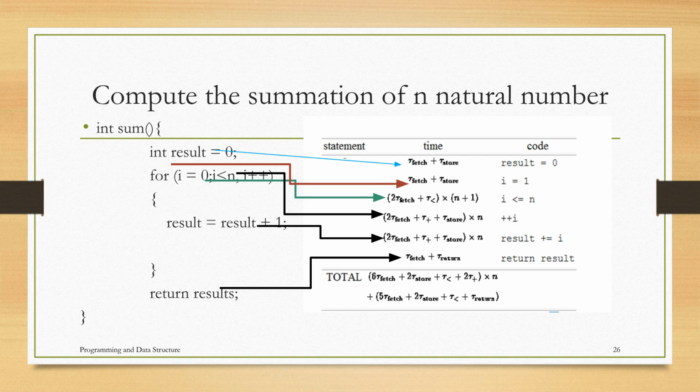Here's a C-like function to compute the summation of n natural numbers. It initializes a result to 0, then iterates from 0 to n-1, adding 1 to the result in each step.